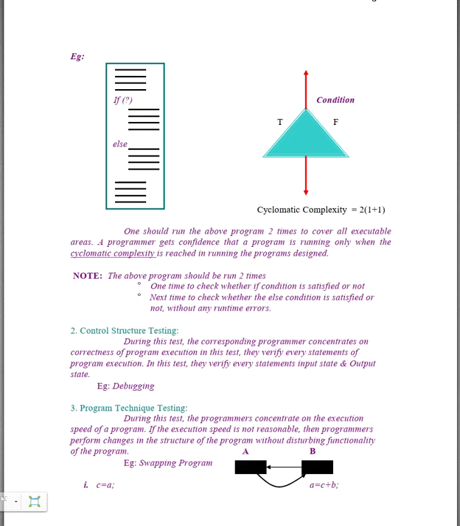And then we have program technique testing. During this test, the programmer concentrates on the execution speed of the program. If the execution speed is not reasonable, then the program needs changes. They are expecting some speed, so they plan to make some changes to keep that speed.